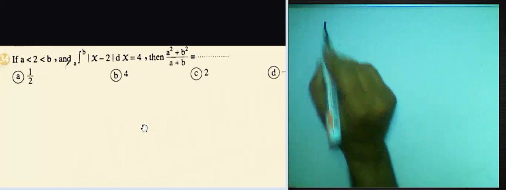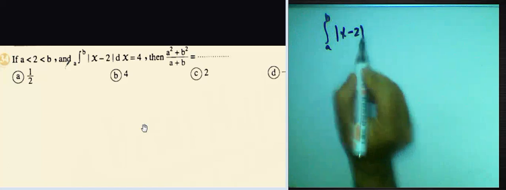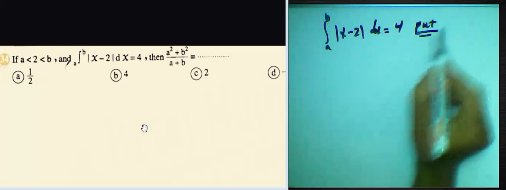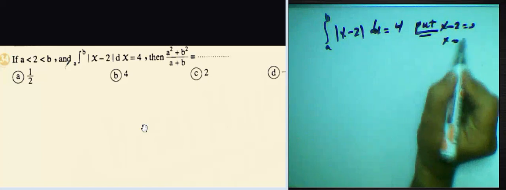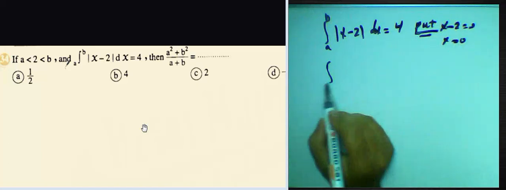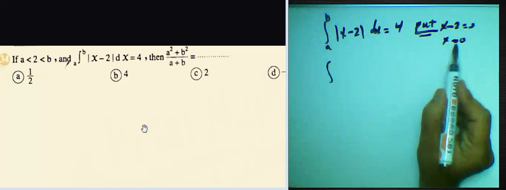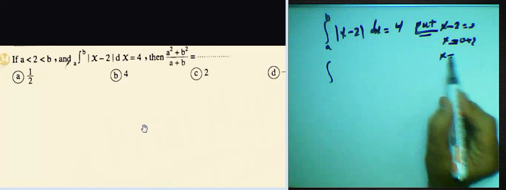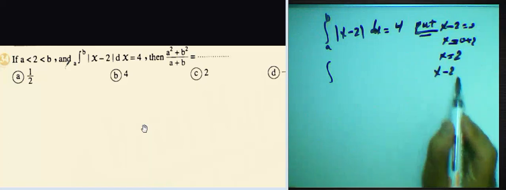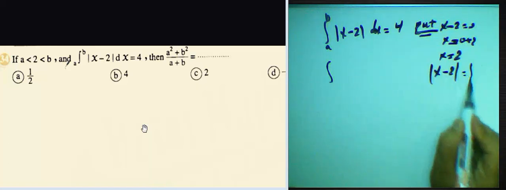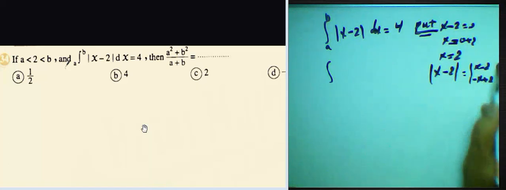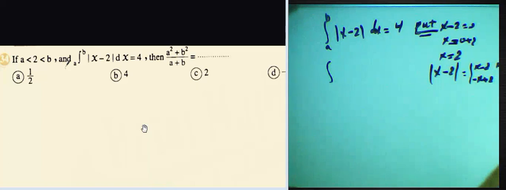He gives us this information: the integral from a to b of |x minus 2| dx equals 4. Put x minus 2 equals 0, then x equals 2. Then you can find the interval from a to b. Its beginning equals what? x equals 2, and |x minus 2| is x minus 2, or negative x plus 2, where x is greater than or equal to 0.